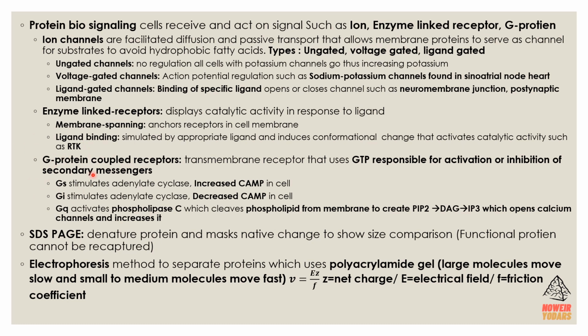And then lastly, you have G protein coupled receptors. These are transmembrane receptors that use GTP, responsible for the activation or inhibition of secondary messengers. So remember with me, G proteins use GTP for secondary messengers. So Gs stimulates adenylate cyclase that increases cAMP in cells, and Gi inhibits adenylate cyclase to decrease cAMP in cells.